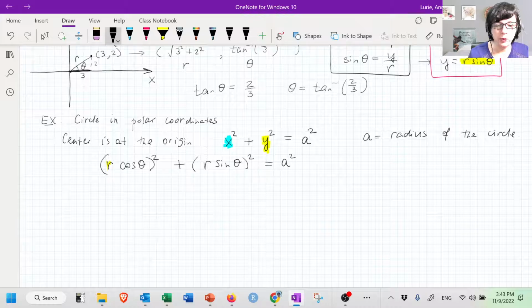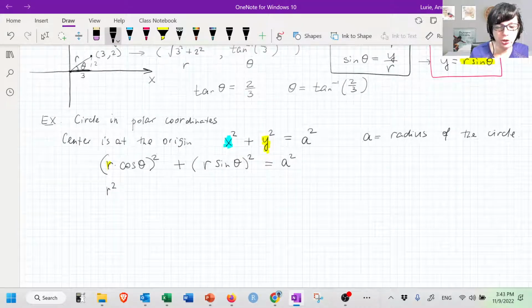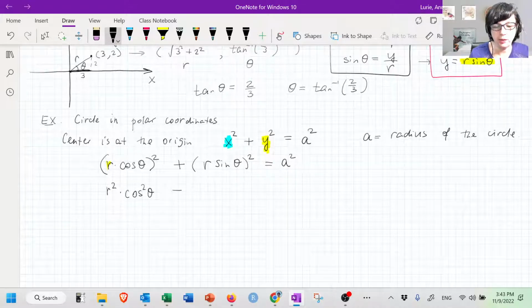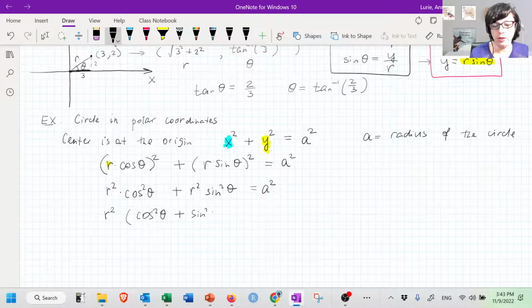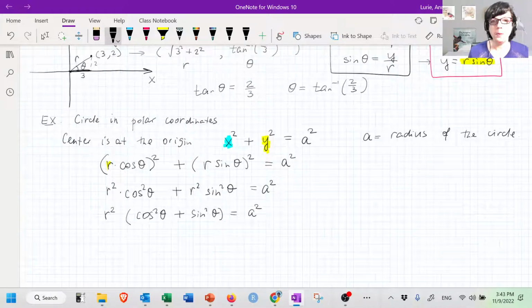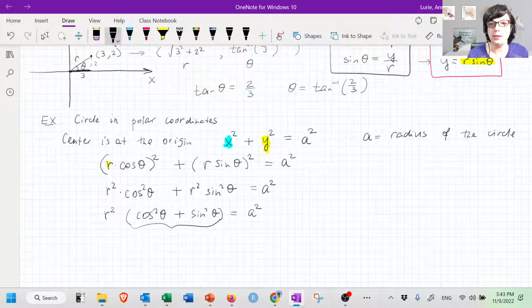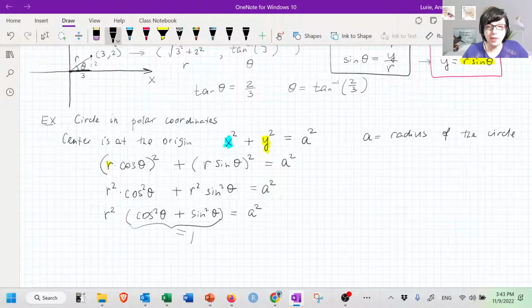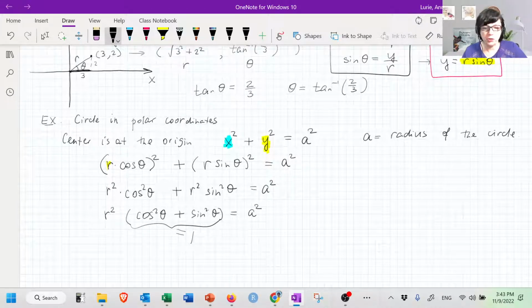Now, when we square a product, we can just square each term in the product, right? So it's going to be r squared cosine squared plus r squared sine squared, and that's equal to a squared. Now, notice that we can pull out r squared, and then we get cosine squared theta plus sine squared theta, equal to a squared. But you may already recognize that this expression is actually equal to 1. Remember, there was this one trigonometric identity, the most important one, because sine and cosine are really coordinates on a unit circle, and on the unit circle, x squared plus y squared is just 1, because the radius is 1. So that's where that comes from.